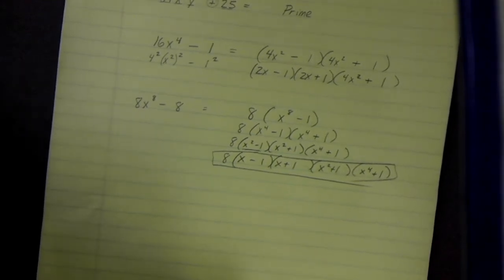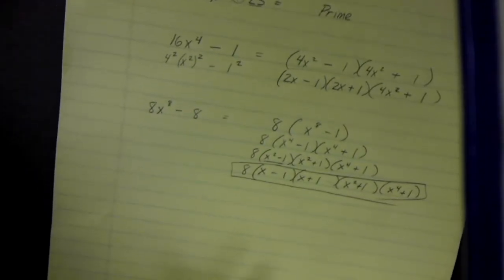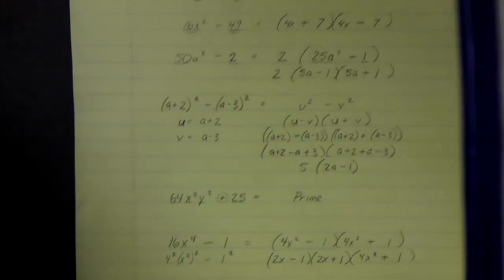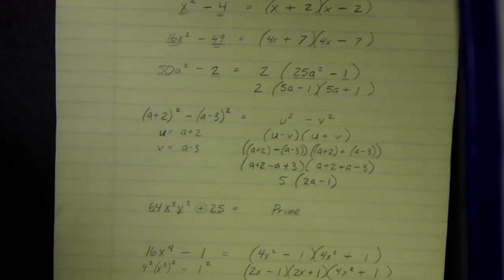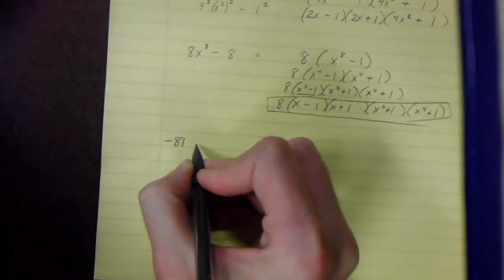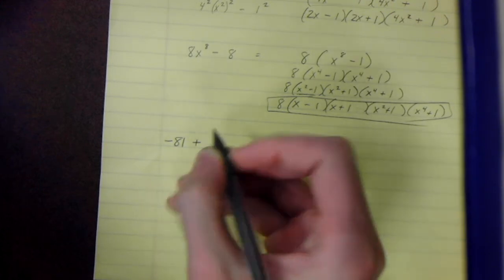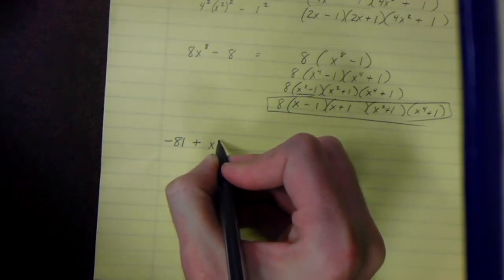I'm trying to think of if there's anything else that may throw you off. I don't think so. I think this is about really as complicated as what you'll see on the test. Alright, so there's just a couple more examples looking at difference of squares. There is one more that I want to show you. Let's say negative 81 plus x to the 2nd.